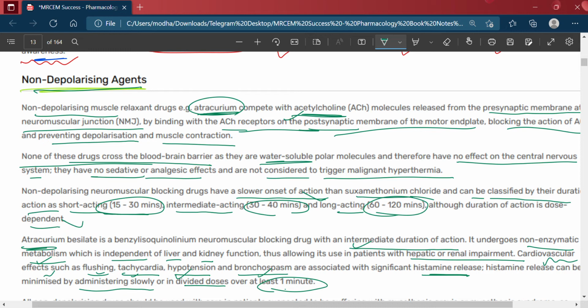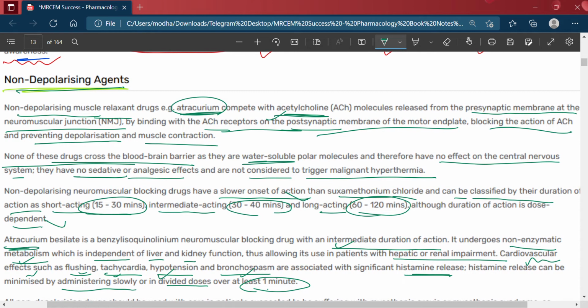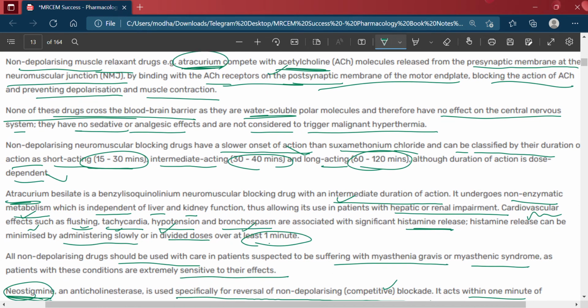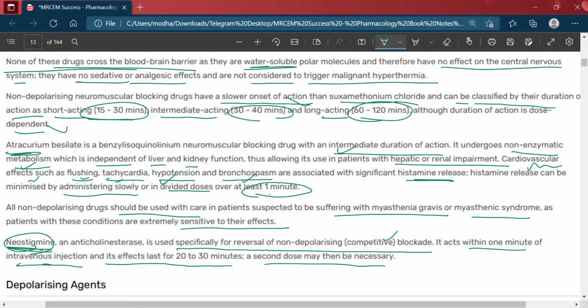Okay, non-depolarizing muscle relaxants. Drugs like atracurium compete with acetylcholine, that we understood. None of these drugs cross the blood-brain barrier, so they have no CNS effect, and no sedative or analgesic effect. Non-depolarizing neuromuscular blocking drugs have a slower onset of action, and they are classified by their duration of action, like short, intermediate, and long acting drugs.